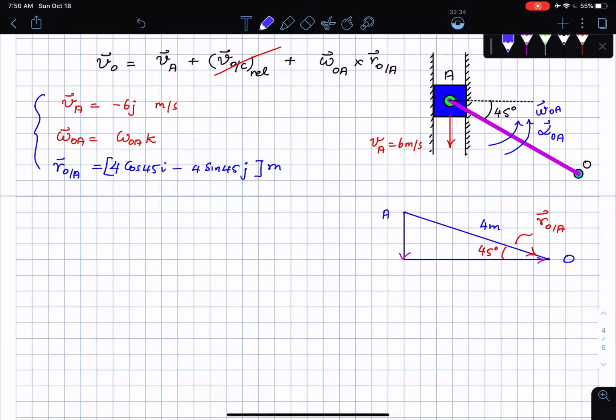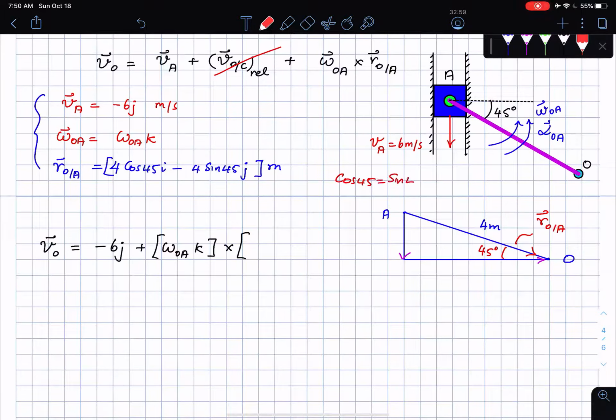So I'm going to take this and substitute it back into the expression for V naught. V naught is going to be minus 6j, and then I'm going to have omega OA in the k direction crossed with 4 times cosine 45 and sine 45. I'm going to make use of the fact that cosine 45 equals sine 45 equals 1 by root 2. So this is going to be 4 by root 2 i minus 4 by root 2 j.